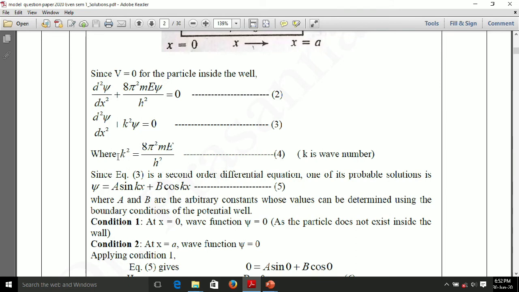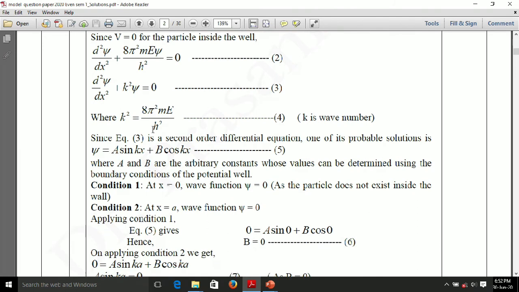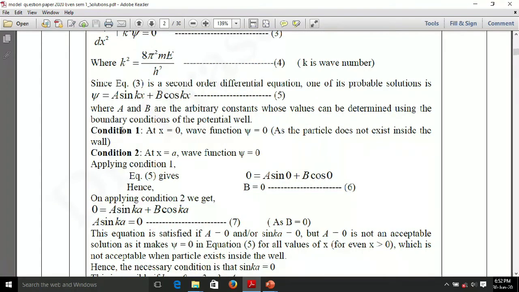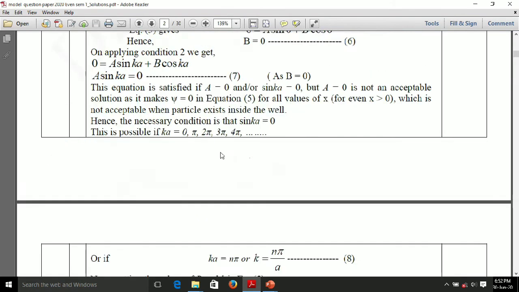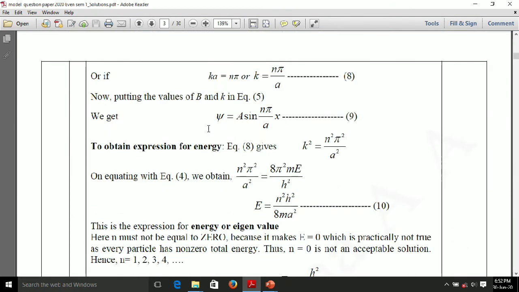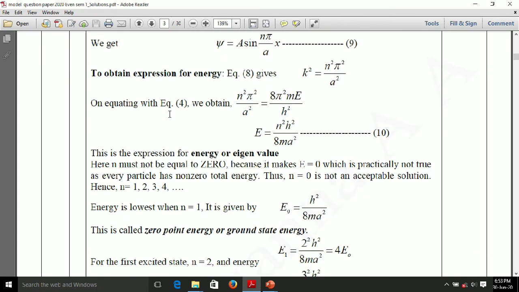Here k is not the Boltzmann constant. This is a wave number that we are going to derive. Even in this derivation, we will derive one more expression for k. And the solution is considered and conditions are to be applied. Since we have already learnt in the class, I am not going to explain in detail every individual step. So this requires derivation of the wave function, and then you have to discuss the eigenvalues.